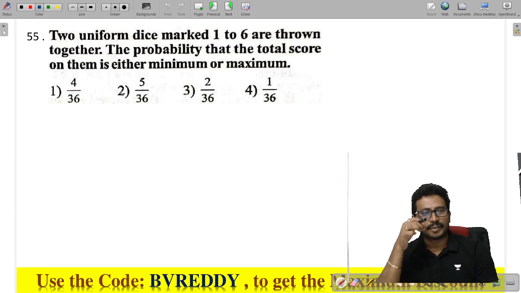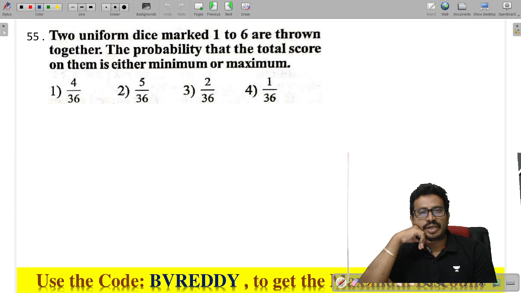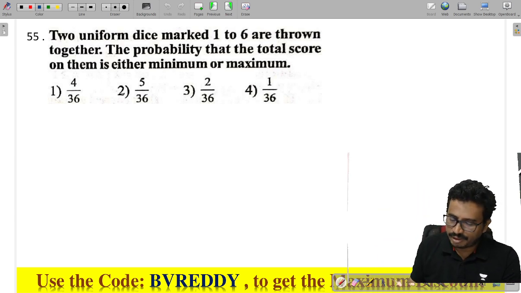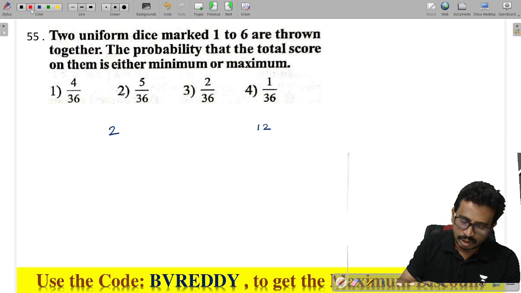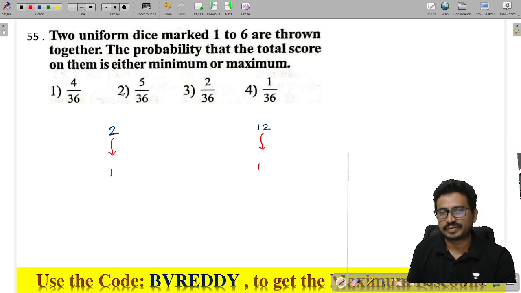Next, 2 uniform dice marked 1 to 6 are thrown together. The probability that the total score on them is either minimum or maximum. So here the minimum sum is 2, and the maximum sum is what, you tell me? 12. So how many combinations are there to get the sum 2? That is one combination. And sum 12, that is also only one combination we have.